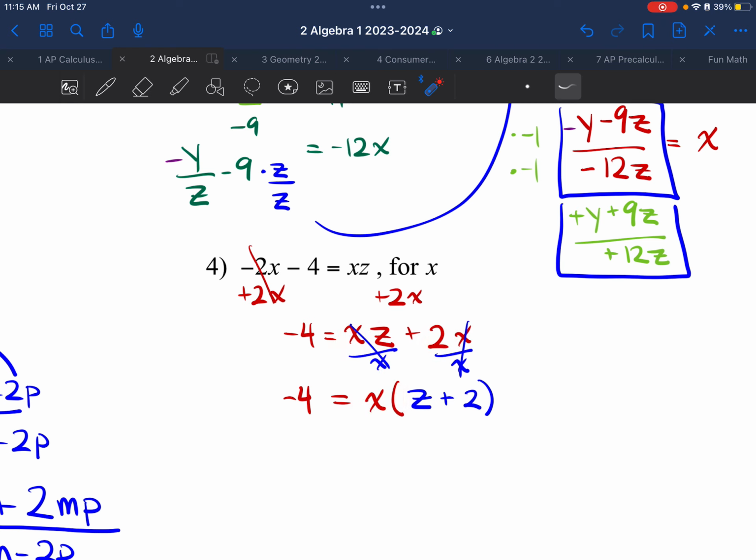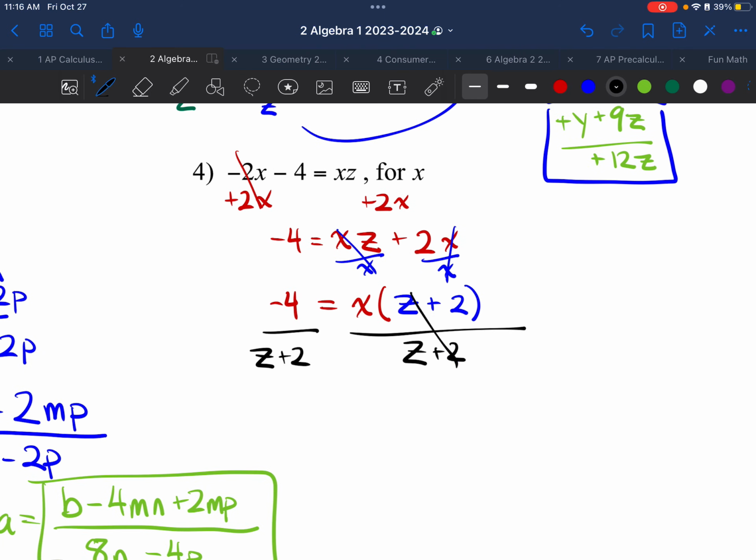And now this is saying x times something. So if I'm doing x times something and I want to undo times by something, I'm going to divide by that something, and I'm going to divide by that z plus 2. If I do it on the right, I also do it to the left. This is z plus 2 also divided on the left. And these will cancel each other out, leaving you with your x isolated, and it's negative 4 all over z plus 2.